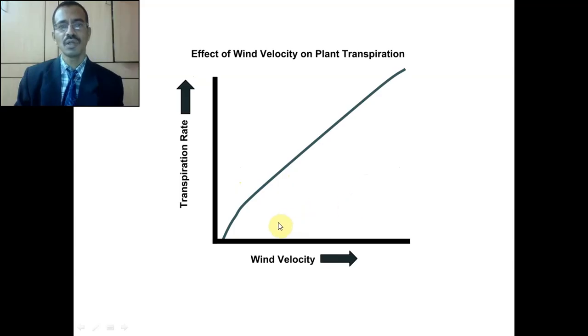And also the influence of the wind velocity on transpiration. Here also we observe the rate of transpiration increasing in proportion to the wind velocity. When the wind velocity is increased, the transpiration rate also increases. Here we observe the transpiration is increased with the increase in the wind velocity.